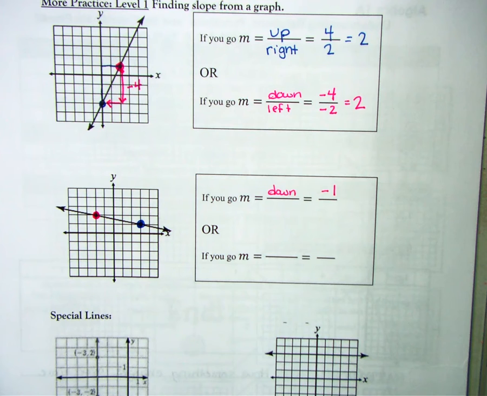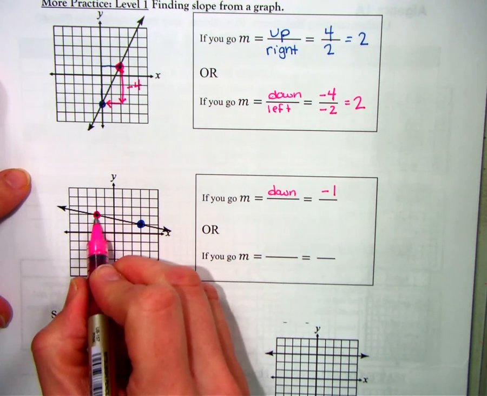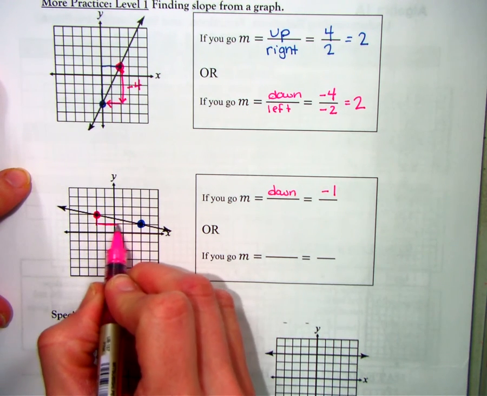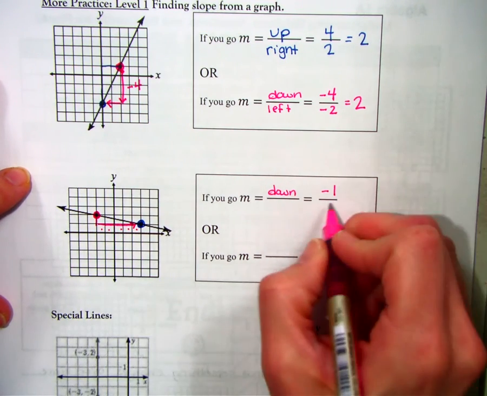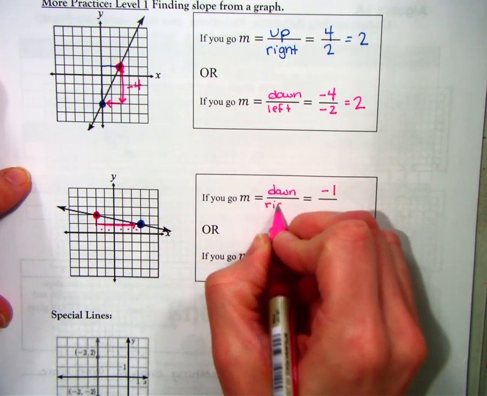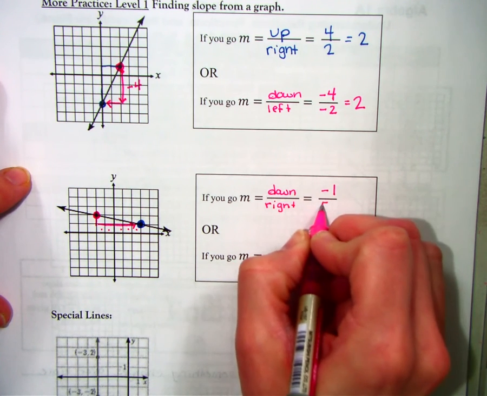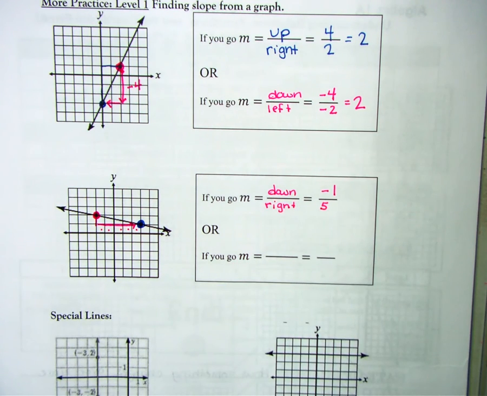Okay? So if you count down 1, and then you go over 1, 2, 3, 4, 5. Now when we went over 5, we went to the right 5. So if you go to the right, you get to keep your number positive. If you go to the left, you have to make your number negative.